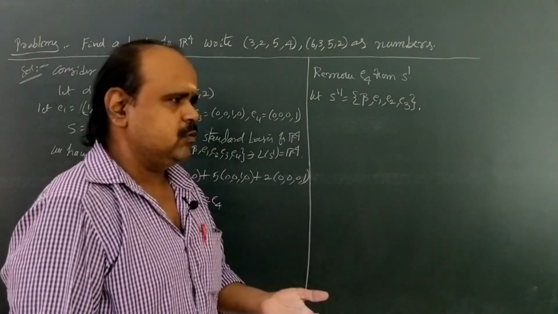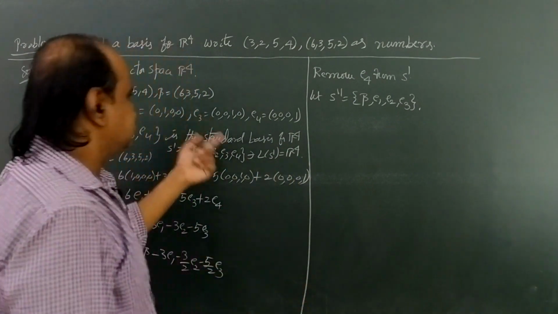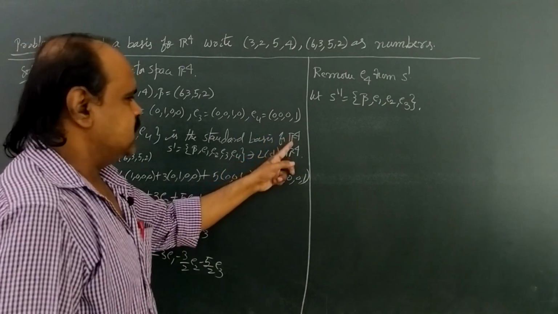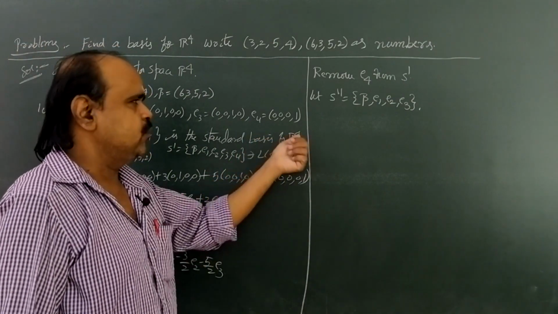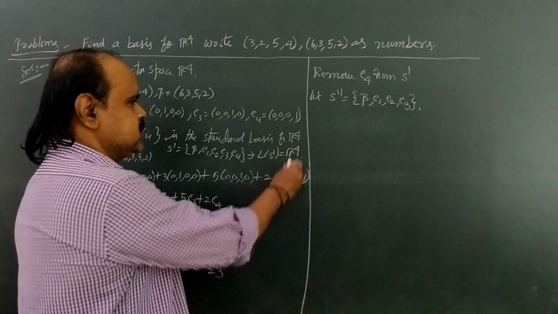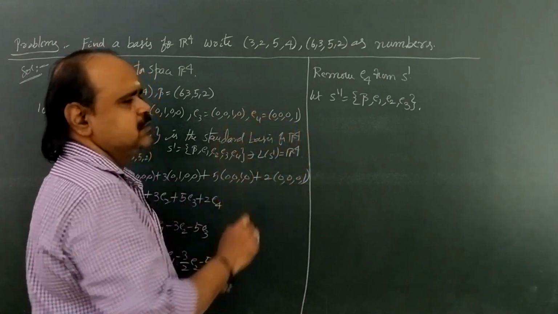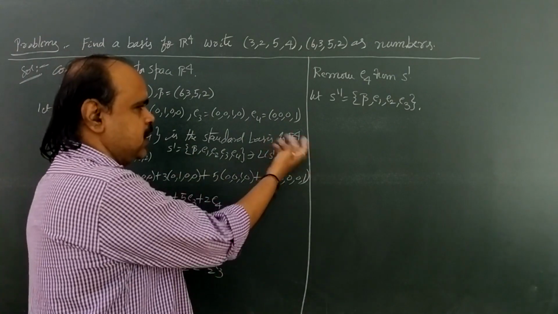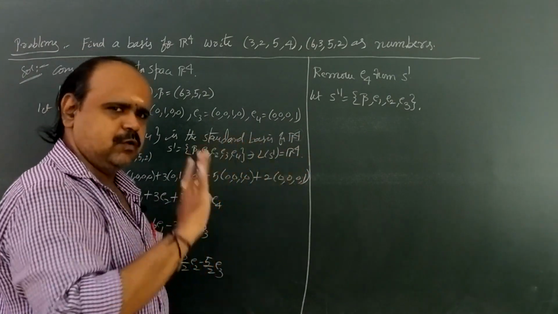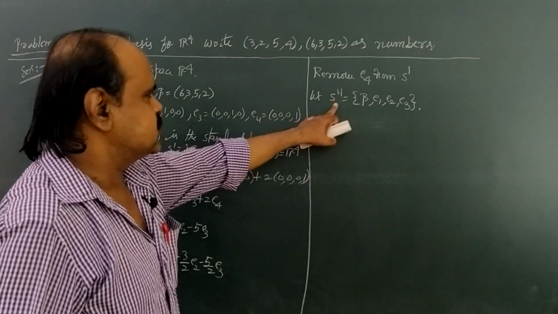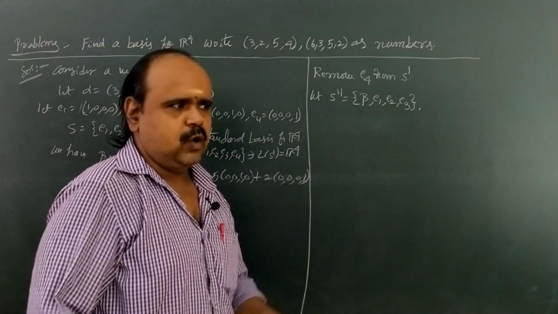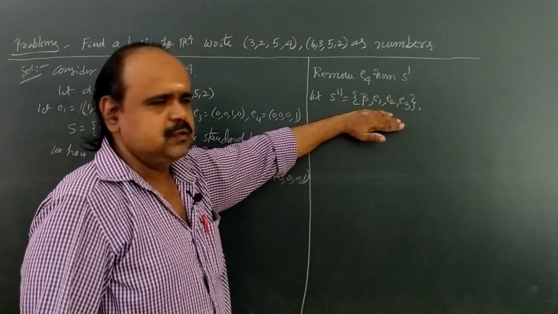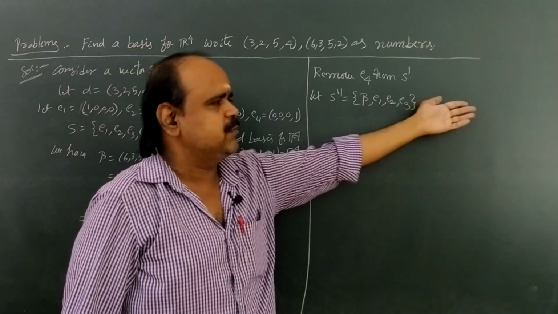We are going to find a basis for R power 4. What is the number of vectors in a basis for R power 4? 4 vectors. Since R power 4 is 4-dimensional, the number of vectors in the basis is 4. Here S double dash is also containing 4 vectors. Now if we want, we can stop the procedure here. We call this S double dash a basis.